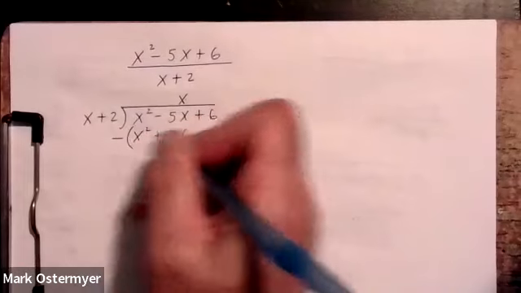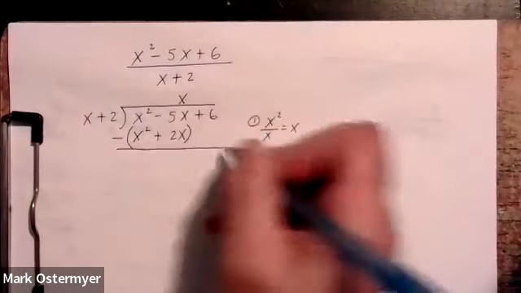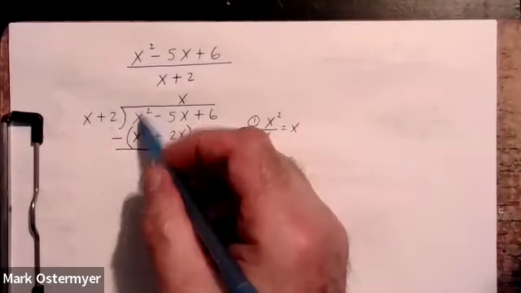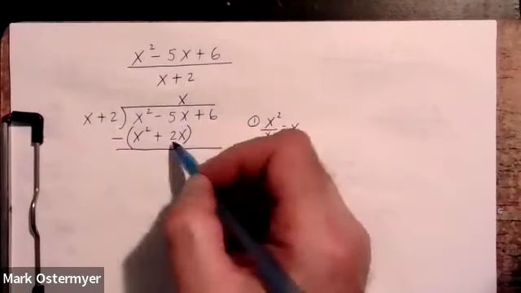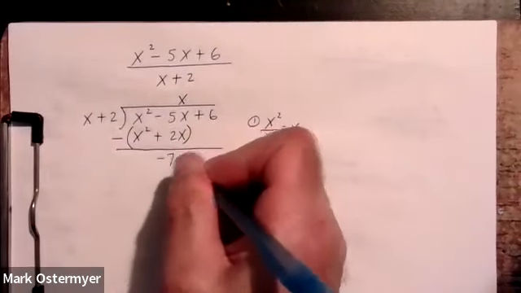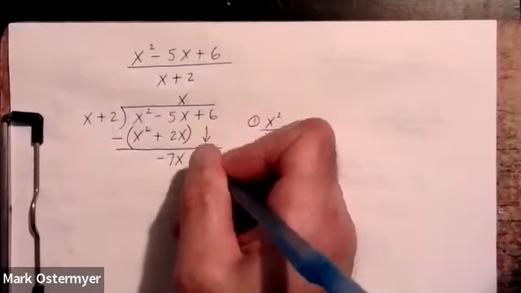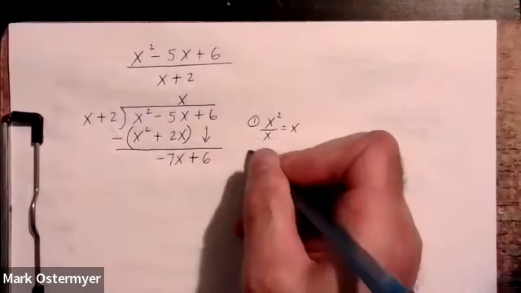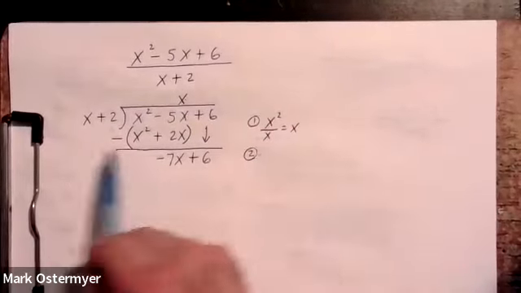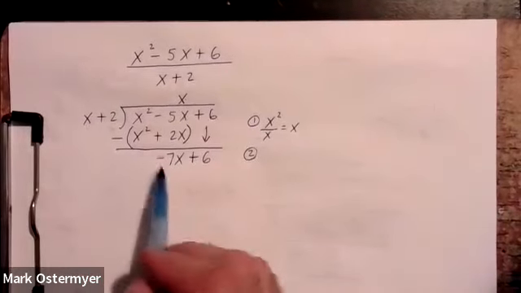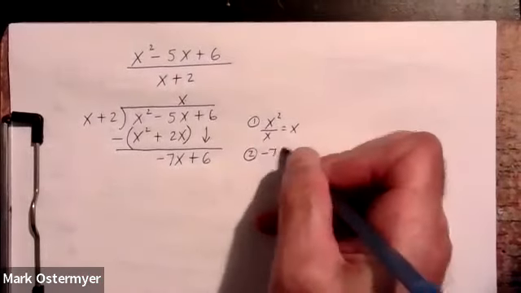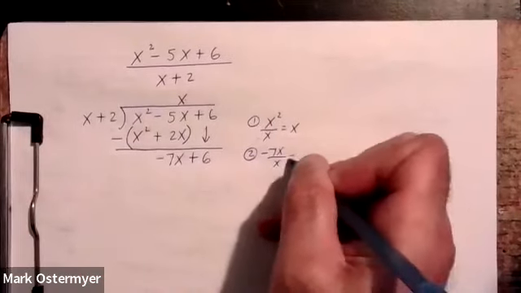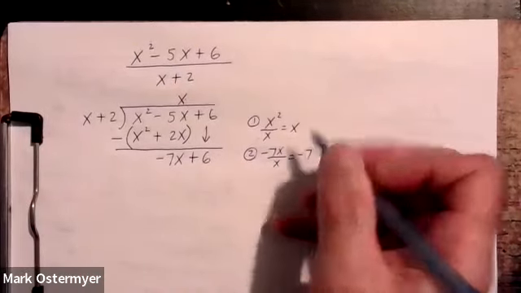Subtract off the whole polynomial. The x squareds drop out. Negative 5x subtract 2x is negative 7x. Bring down the plus 6. Round 2 of division. How many times is x divided into negative 7x? Negative 7 times.